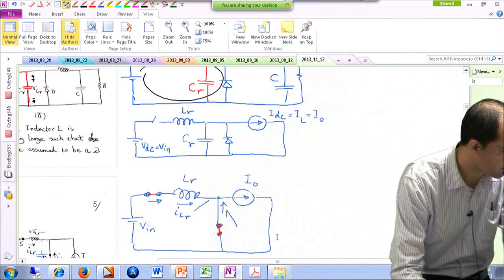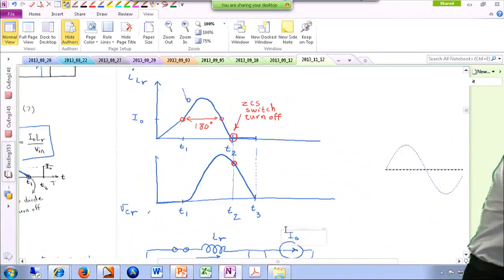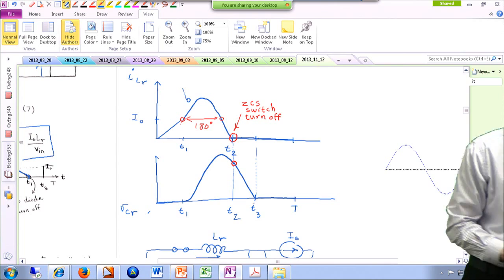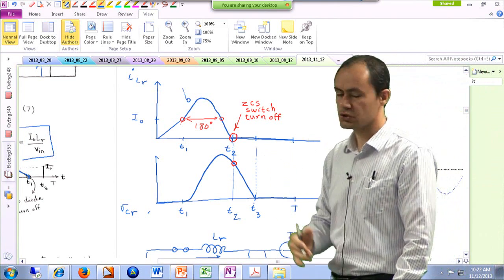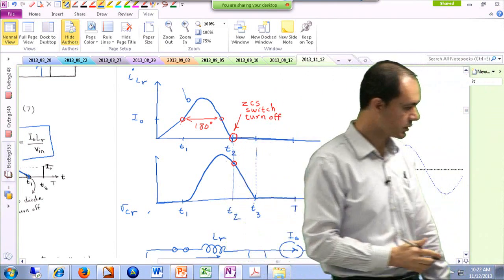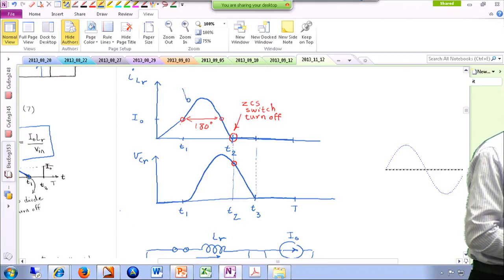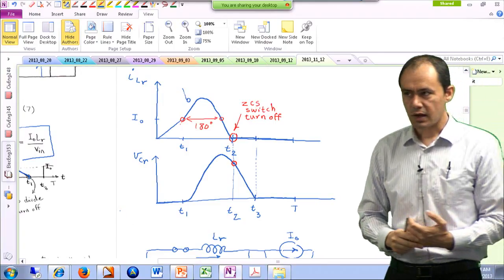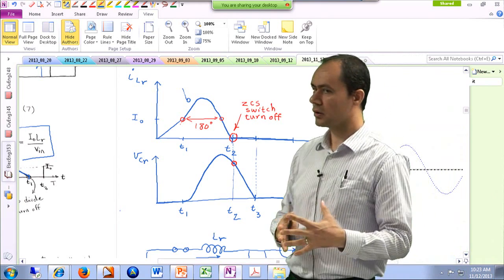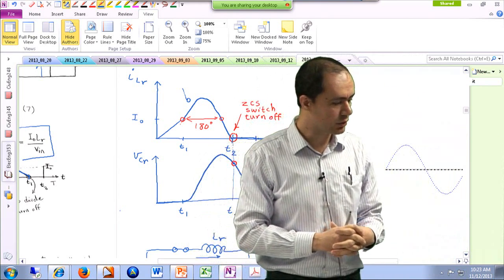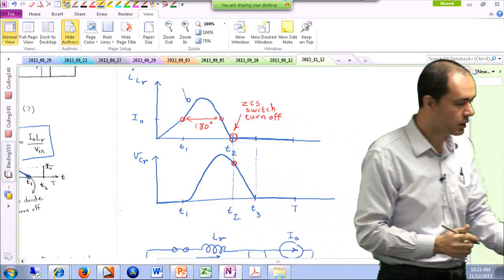All right, so to finish our waveforms, technically nothing is happening in this mode. The resonating inductor is out of the picture, therefore its current is 0. The resonating capacitor is also out of the picture, and therefore its voltage is basically 0. So now you can see that our overall goal was to achieve zero current switching. Let's see if we did that or not.